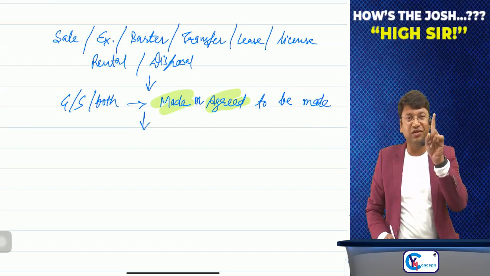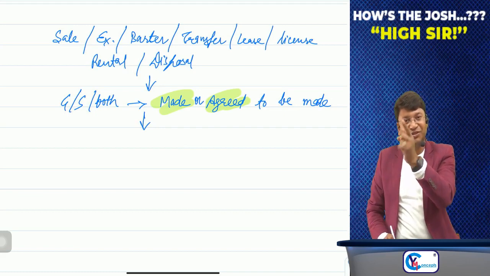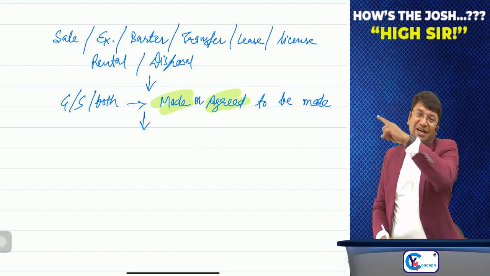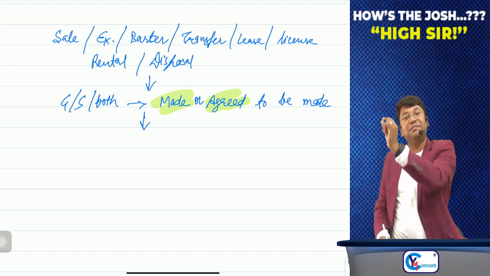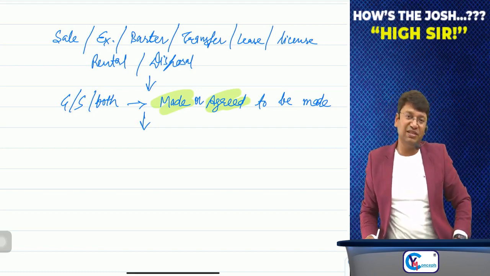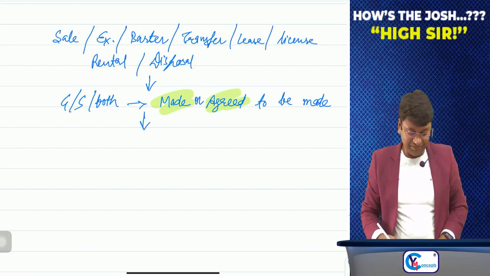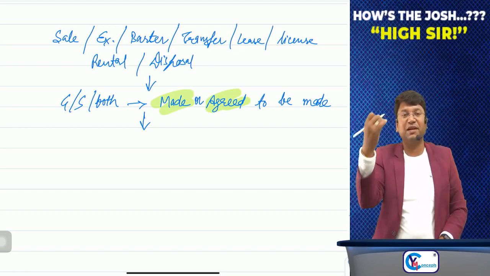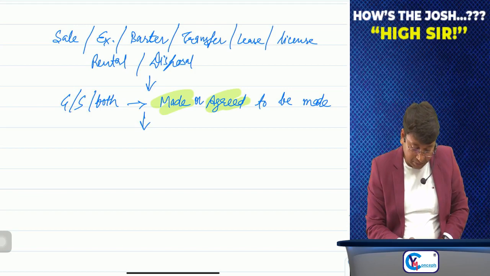So, on receipt of advance, GST is payable whether it is goods or services due to this provision. But for goods, it's separately said through another notification that no GST is payable on receipt of advance in respect of goods.